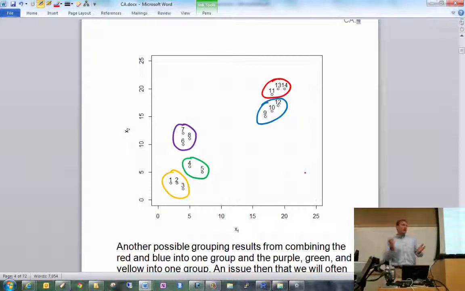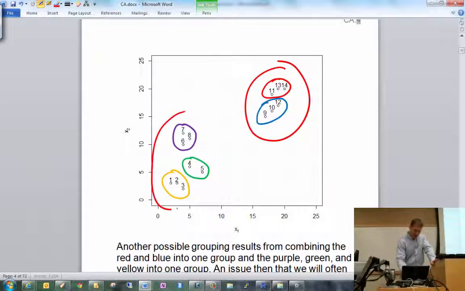Now also, you might think, how about we just form a group here instead, and a group here instead as well? Well, that's a possibility. Those observations are somewhat similar to one another. Maybe not as similar as in my original grouping, but they are similar to one another.